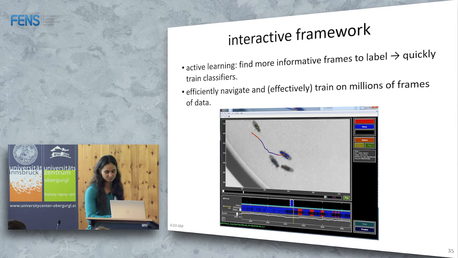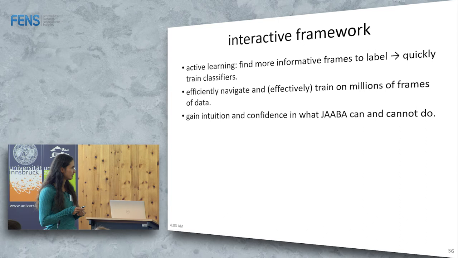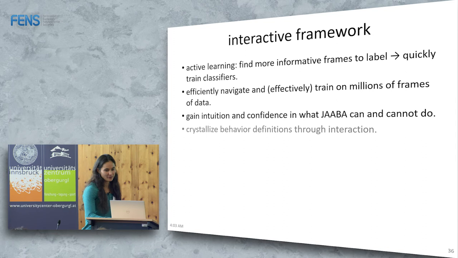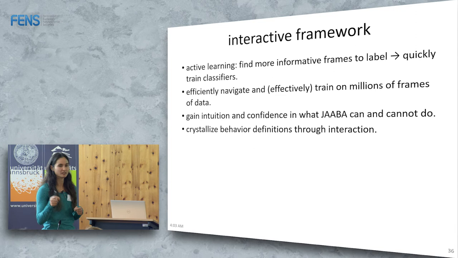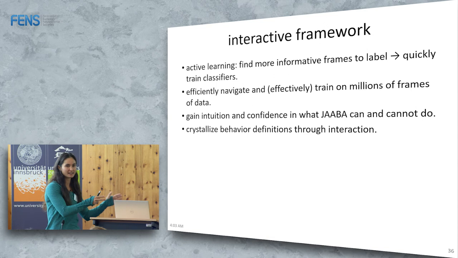The other thing that having this interactive framework allowed us to do is to give the user some information about what machine learning can do, and gain intuition and confidence in what JABA can and can't learn. What we found is that as you look at the classifications that JABA is giving you, it'll bring you to these frames that are at the boundary between a backup and not a backup, or a groom and not a groom.